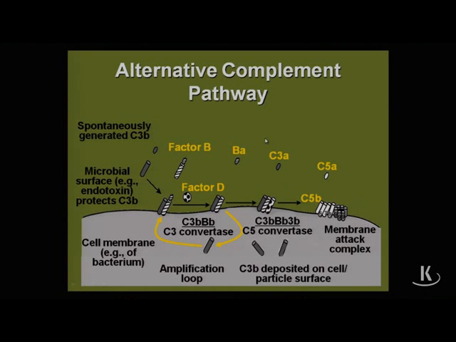They both end in a membrane attack complex. Both pathways give you C3a, C5a, the anaphylatoxins, the chemotaxins, and of course C3b, which is your major opsonin and helps you to remove immune complexes. That's really all you need to know about alternative.